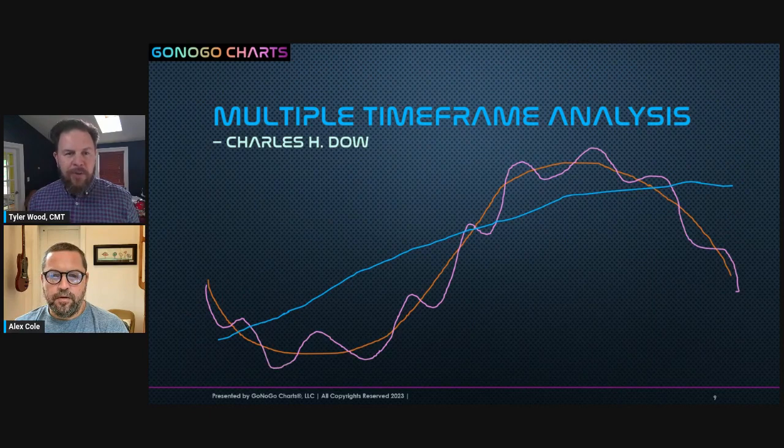Charles Dow also told us about the minor trend, the minor period or tertiary period, and he compared that to the ripples on the surface of the water. And this might be the time frame that you trade in, very short term, intraday.